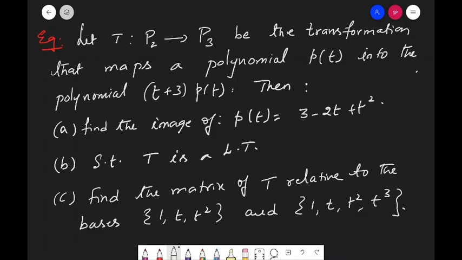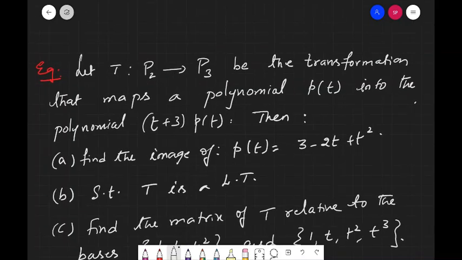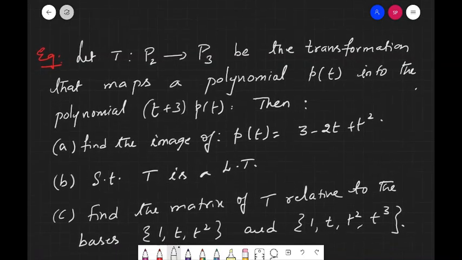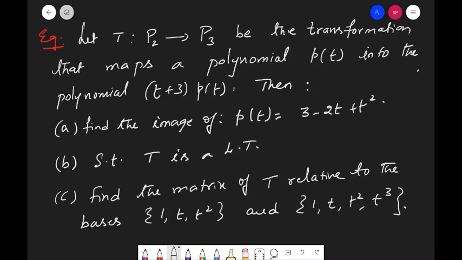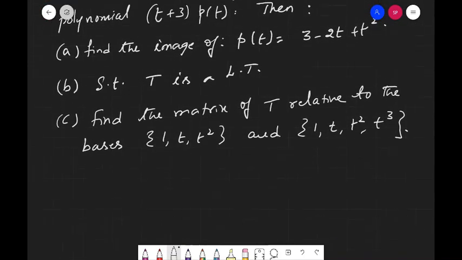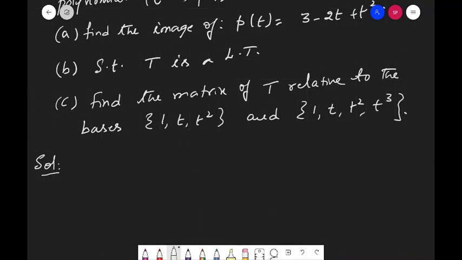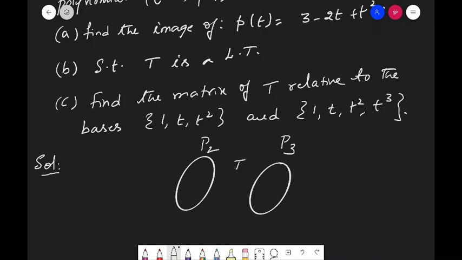Our next example is, let T: P2 to P3 be the transformation that maps a polynomial p of t into the polynomial t plus 3 into p of t. So let us first understand this. In the solution I will write it in a simple way. Let us write this is P2 and this is P3. We all know what P2 is: it is the set containing all the polynomials of maximum degree 2, and P3 has polynomials of maximum degree 3.